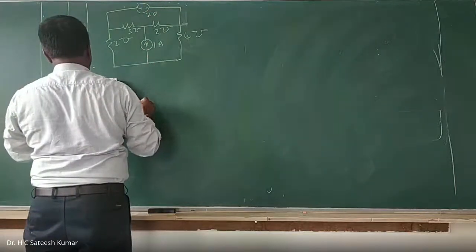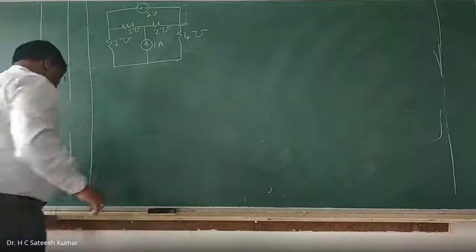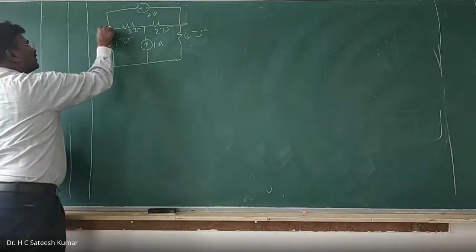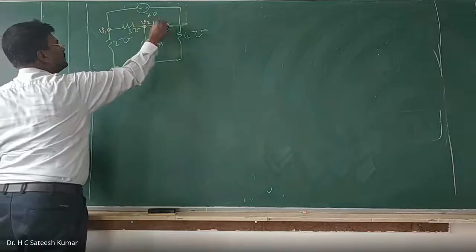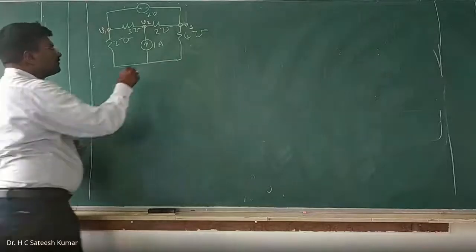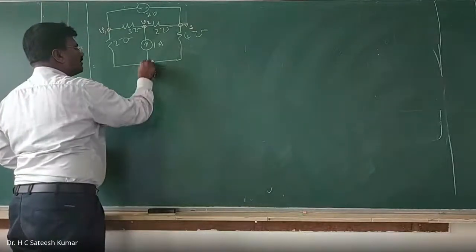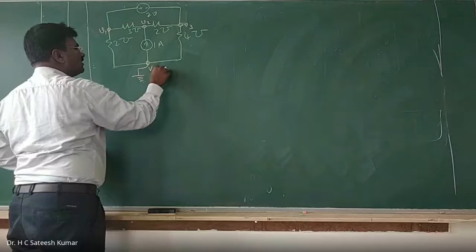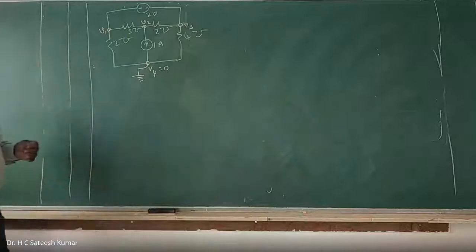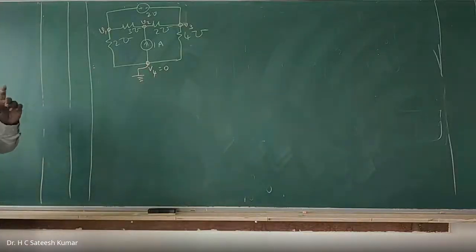Right. Now, identify the principal nodes first. There are principal nodes: V1, V2, V3, and V4. And it's assumed that the voltage is 0. Okay. Now what is that we have? Supernode concept. And please note that here the values are given in terms of mhos, conductance.